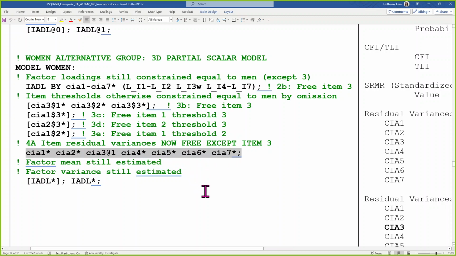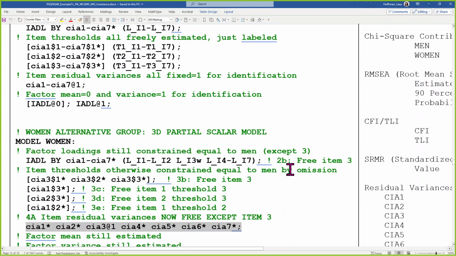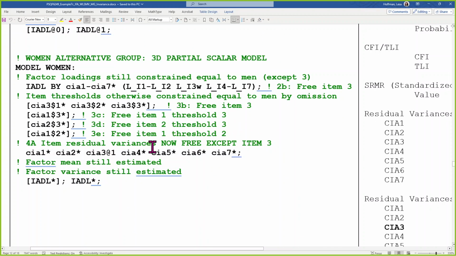but not 3. Any guesses as to why I did not try to estimate a residual variance for item 3? Why not that one? Does it have something to do with having separate thresholds? Yes, indeed. It has to do with the fact that the loading is different across groups, and all 3 of its thresholds are. So a separate residual variance cannot be estimated.